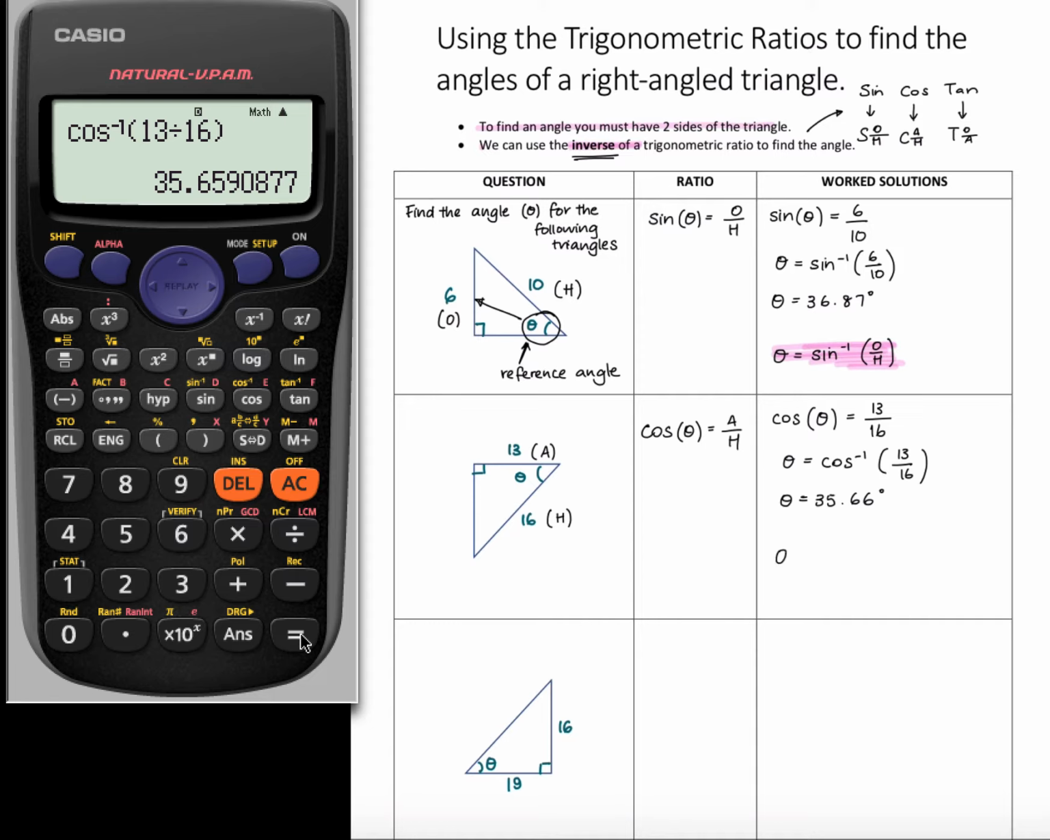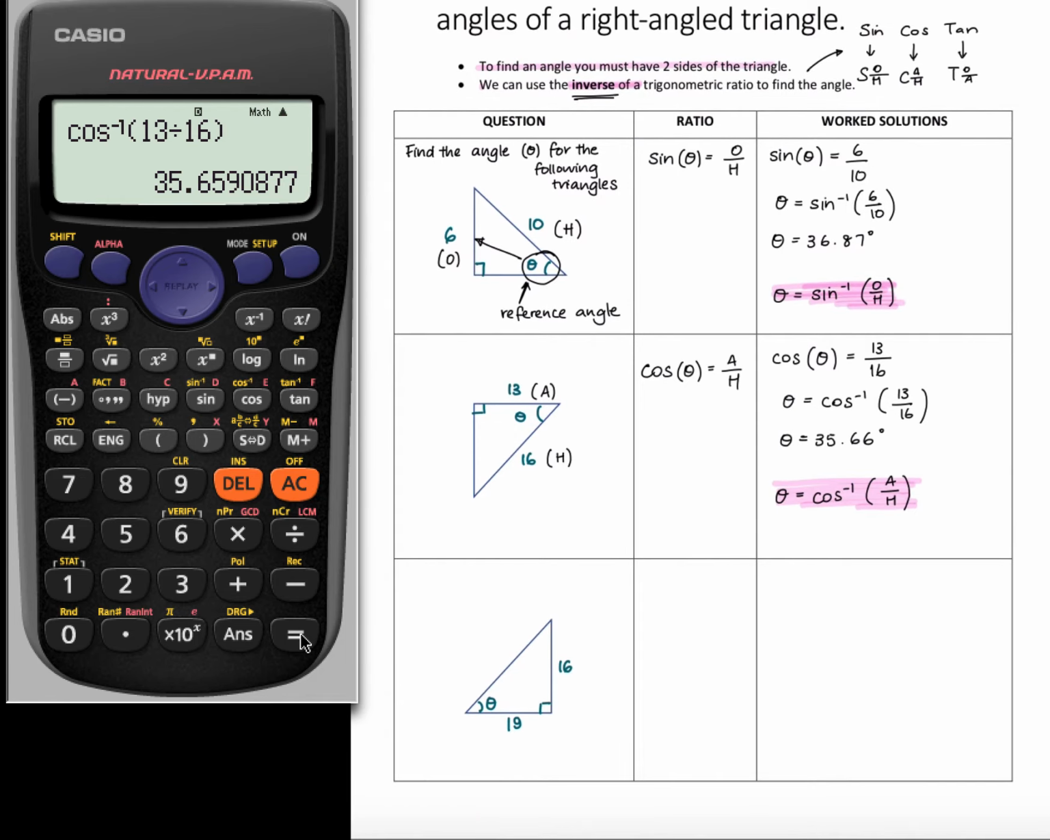So if I'm going to write a general equation for using cos to find a reference angle, I would write theta equals the inverse of cos of adjacent divided by hypotenuse. I'm going to highlight this because it's pretty important for you to have written down in your notes.